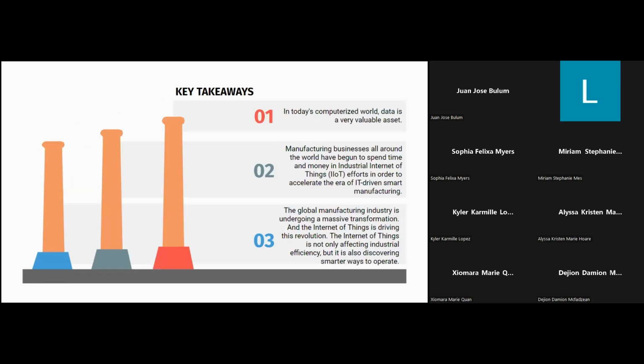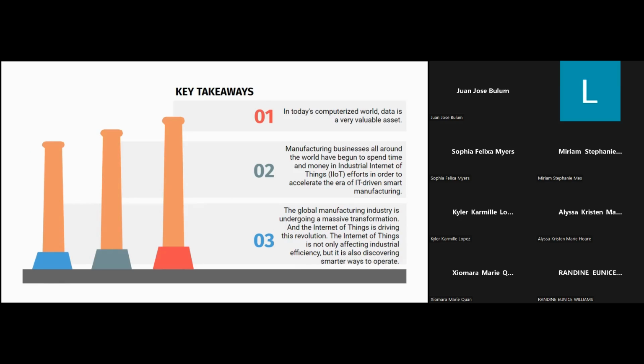So the key takeaway to remember is that in today's computerized world, data is a very valuable asset. And as the Internet of Things expands beyond homes and offices to other businesses and factories, the world has become intimately connected. Manufacturing businesses all around the world have begun to spend time and money on industrial Internet of Things efforts in order to accelerate the era of IT-driven smart manufacturing. As specialists in industrial Internet of Things solutions give a stronger framework, well-defined plans, and a clear image of businesses, many manufacturers have begun to assess the future prospect of incorporating the Internet of Things and smart manufacturing.